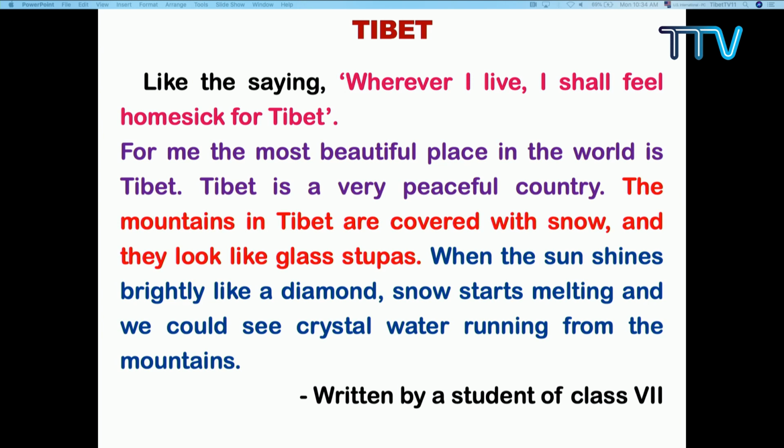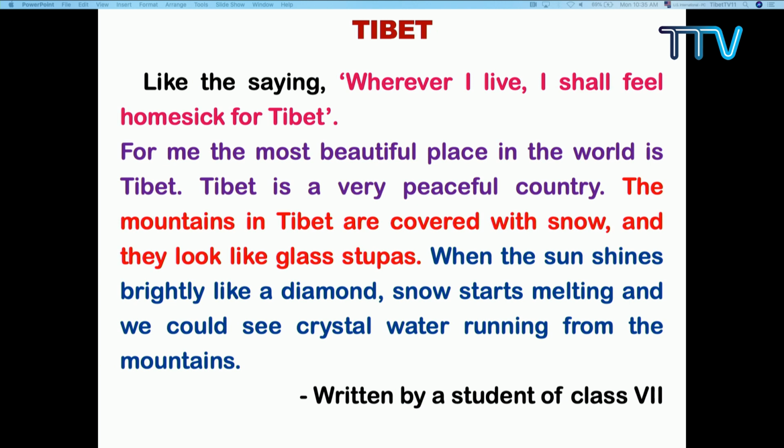Then the third here, the mountains in Tibet are covered with snow and they look like glass stupas. So the mountains in Tibet are covered with snow. We can take this as a separate sentence, though it's a clause in this sentence, but this can function as an independent clause, right? A separate sentence. So this is an independent clause. And see, they look like glass stupas. Again, this is a sentence, right? A clause that can function as a separate sentence. So this is again an independent clause. So two independent clauses joined by the conjunction and. So this is undoubtedly a compound sentence.